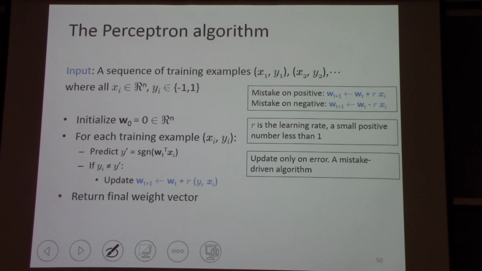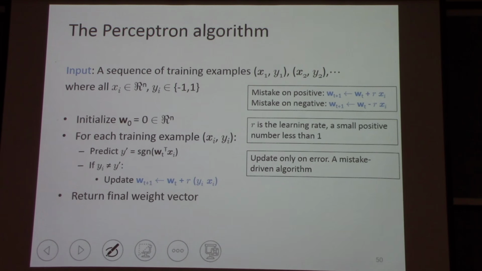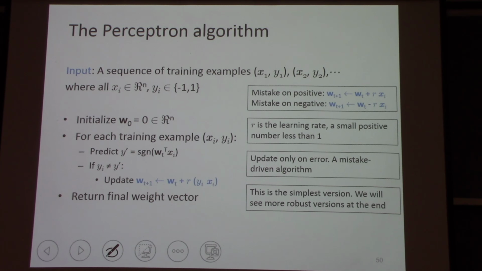The important point to notice, which is fairly obvious here, is that updates happen only on an error. If there's no mistake, the weight vector doesn't change. So this is a mistake-driven algorithm. And we'll prove in a little while that this is a mistake-bound algorithm as well. And the final point is that this is really the vanilla version of Perceptron. This is the simplest version that you'll see. There are many variants, and in practice you will end up implementing one of the variants because they are more robust.